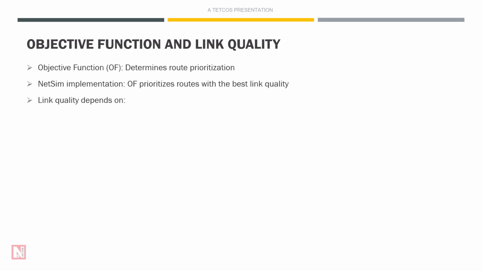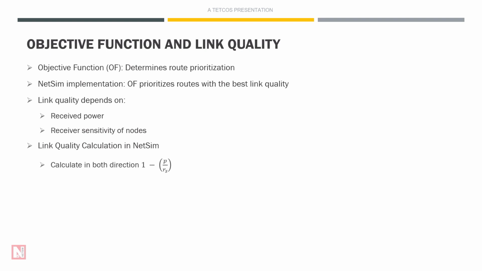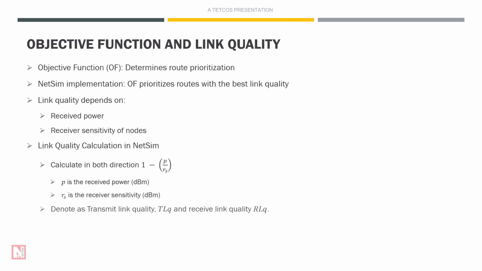Link quality in NetSim is influenced by two main factors: the received power of the signal, and the receiver sensitivity of the nodes. To evaluate a link, NetSim calculates the quality in both directions, from sender to receiver and vice versa. The formula is link quality equals 1 minus the received power divided by the receiver sensitivity, where P is the received power in dBm. RS is the receiver sensitivity in dBm.